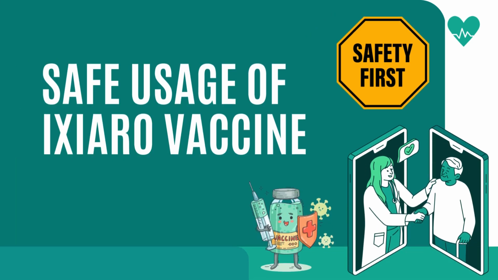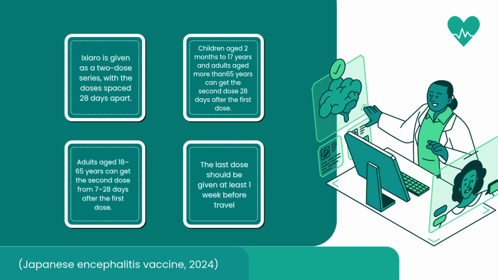Moving on, the Ixiaro vaccine can be safely used following these guidelines. First, Ixiaro vaccine is given as a 2-dose series with the doses spaced 28 days apart. The first dose prepares the immune system, and the second dose boosts it. Waiting for 28 days ensures the best protection.